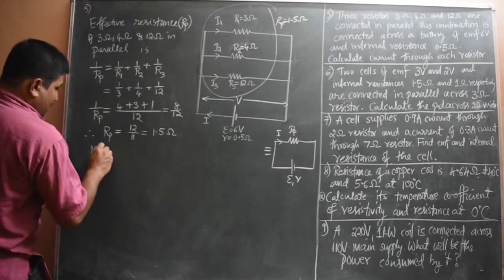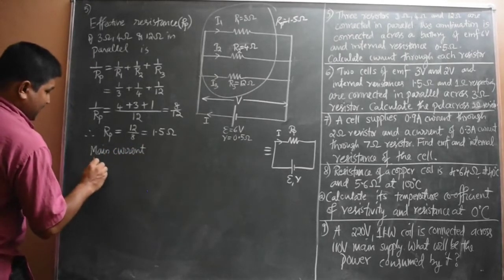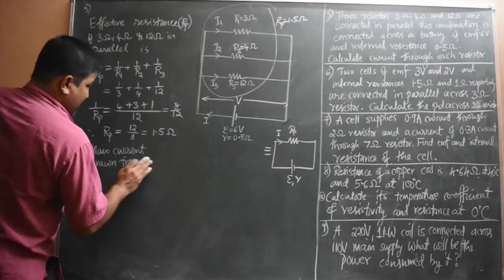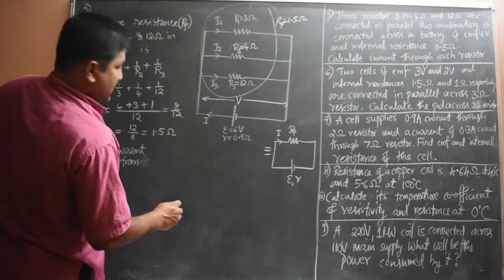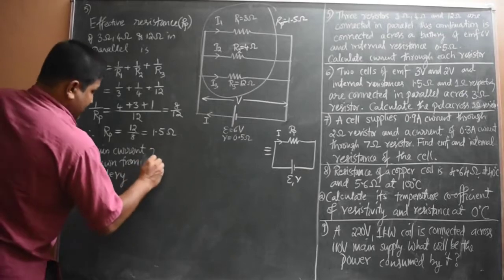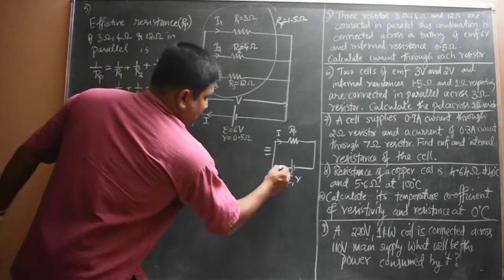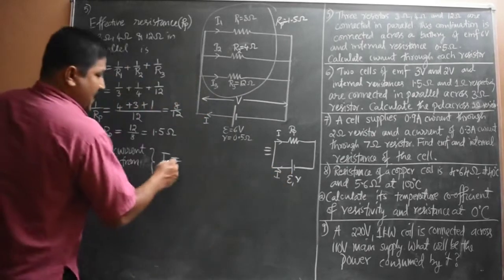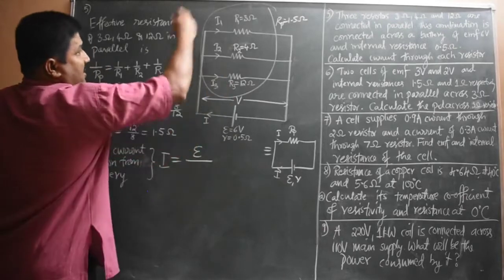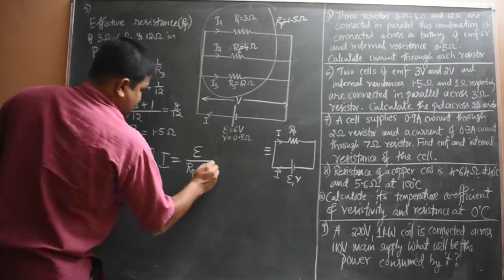So main current drawn from the cell or battery. Here it is given, it is a battery. That is written as I equal to main current, let it be I. I have shown it in the circuit also. Main current drawn is I. So I equals EMF divided by the external resistance altogether we got, that is Rp, plus internal resistance.